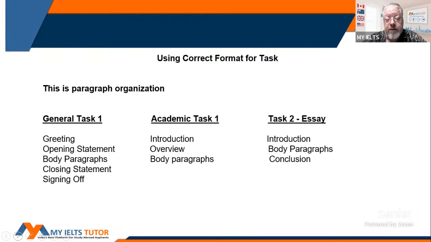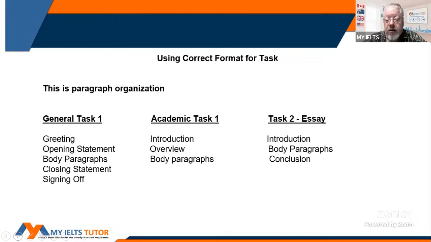Now for academic task one, we have our introduction, our overview, and the overview is basically an overview of the data on the chart. And then we have our body paragraphs, where we're talking about individual data sets. Then for task two, we have our introduction, our body paragraphs, and our conclusion. And that's it. That's the organization that we want to follow for these particular tasks.